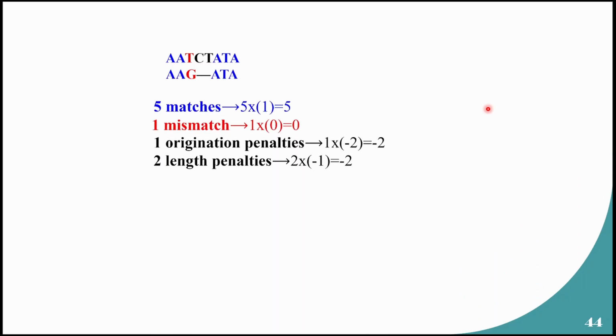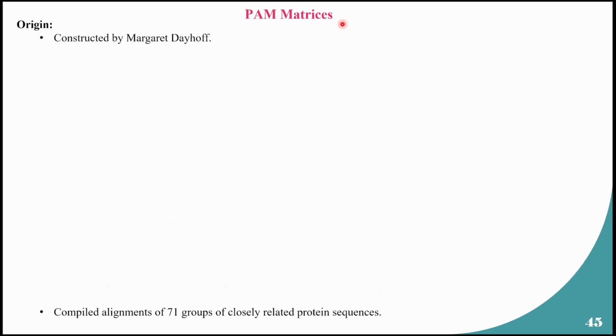But again, these are just examples of simple scoring systems. It doesn't always happen that a match score is given as 1 and a mismatch score is given as 0. Instead, while trying to align or compare different sequences, you can retrieve these scores from some matrices. And we saw that two of the widely used matrices are PAM matrices and BLOSUM matrices.